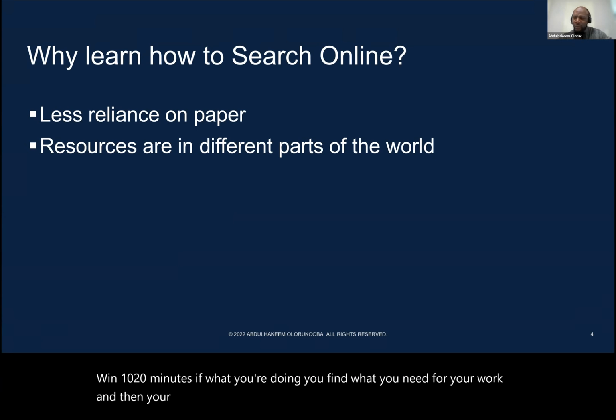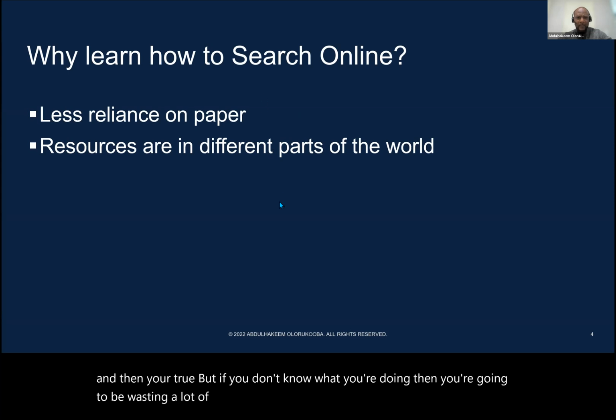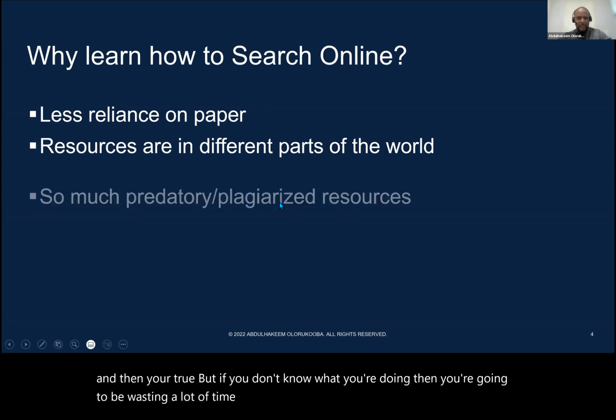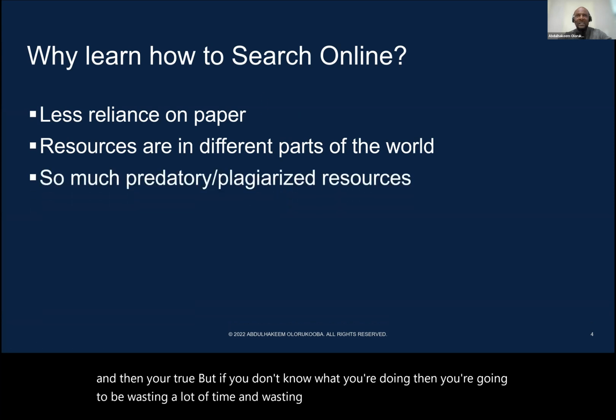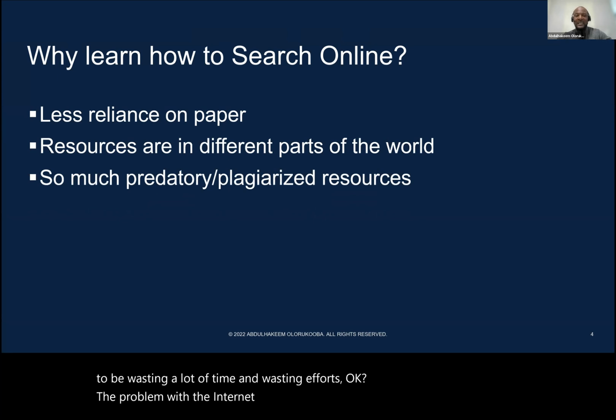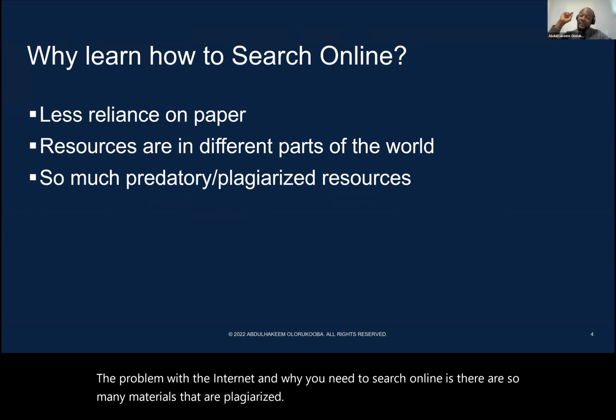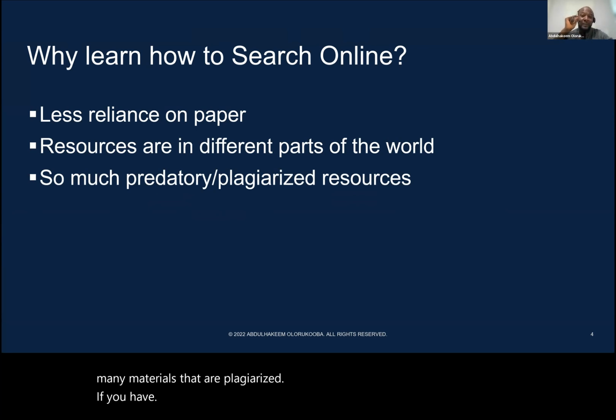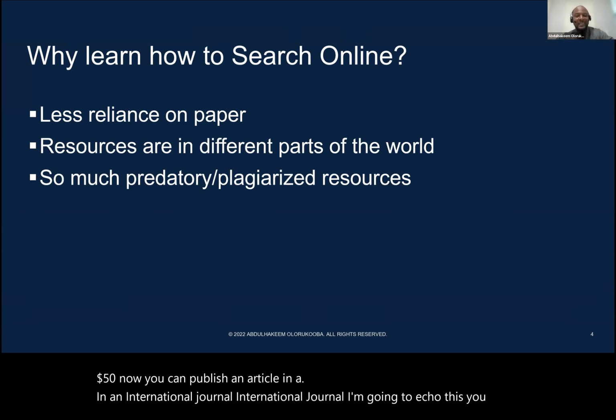But if you don't know what you're doing, then you're going to be wasting a lot of time and effort. The problem with the internet and why you need to search online carefully is there are so many materials that are plagiarized. If you have $50 now, you can publish an article in an international journal. I'm going to air quote this, "international journal."